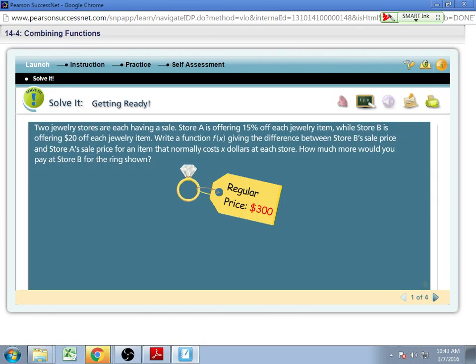So we want to find the difference between them. We essentially want to set up a function for each of these and then do the subtraction. What kind of function would represent 15% off? If we had the original item, let's say the original price is going to be x. Try to write a function for both of these. Let's say this is my function A, and store B will be my function B. So take a second, write a function where x is your original cost.